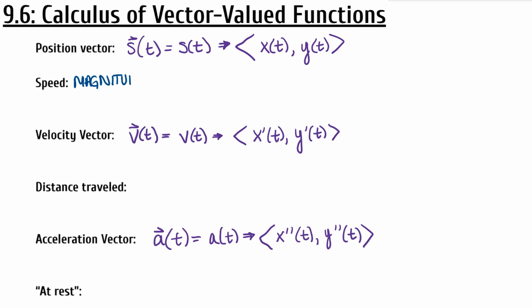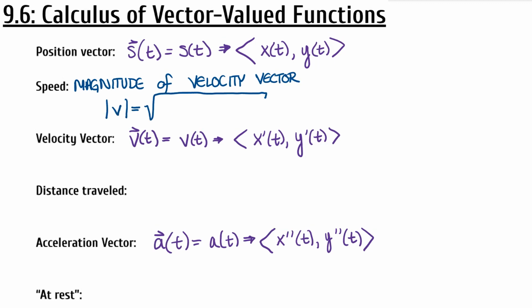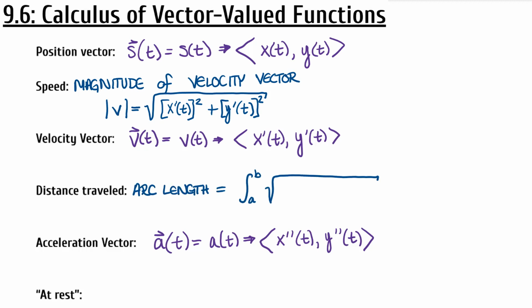Speed is the magnitude of the velocity vector. Remember how speed used to be the absolute value of velocity? Same symbol, except when talking about vectors, that single bar doesn't mean absolute value, it means magnitude. The distance traveled is known as the arc length, so we would use the parametric arc length formula.